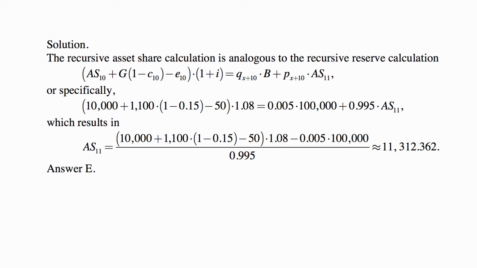Specifically, we'll plug in all the numbers that we have here, and you can see that this is a linear equation with the only unknown being asset share 11. We calculate it as all the other stuff moved to one side, then divided by 0.0995, and that's the asset share at time 11. And then we just do the calculation, it comes out to be 11,312.362, and that's answer E.